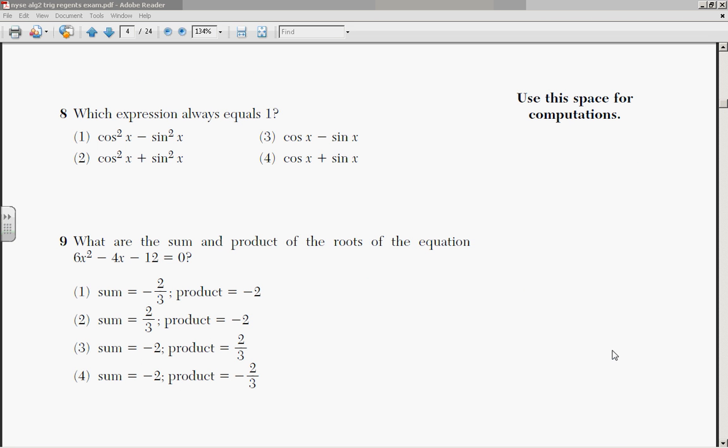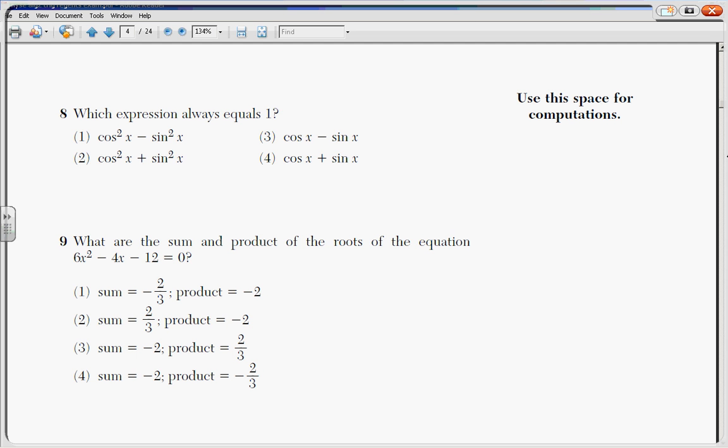Alright, so for option 8, it says which expression always equals 1? So for this one, if you have your trig identities memorized, you remember that sine square x plus cosine square x equals 1, right? And since addition commutes, you can rewrite this as cosine square x plus sine square x equals 1. Alright, and then which of these equals that? Option 2.